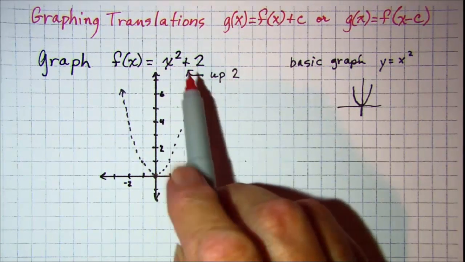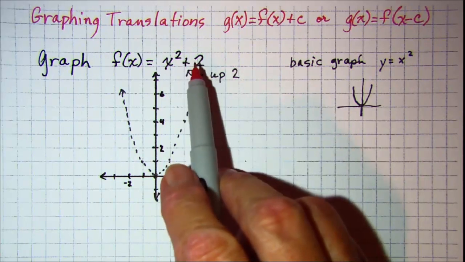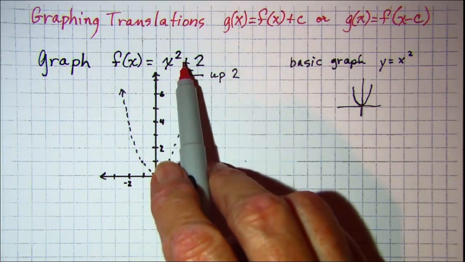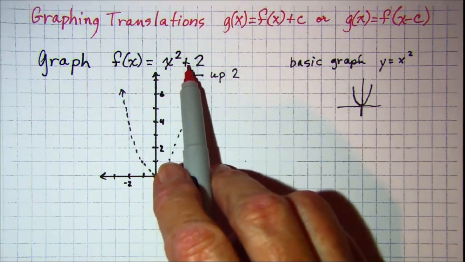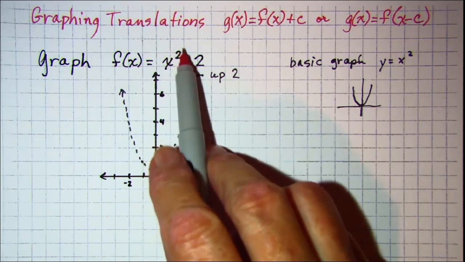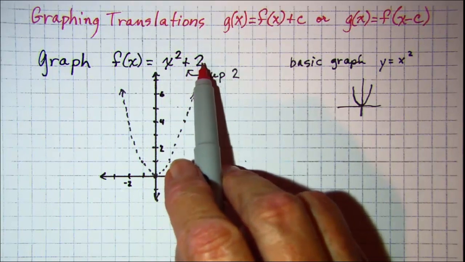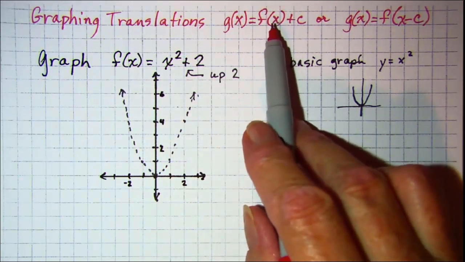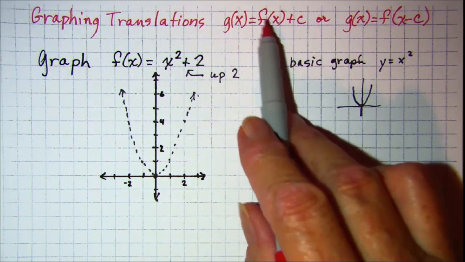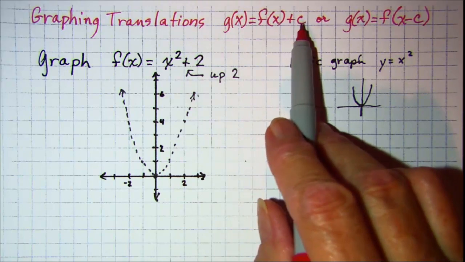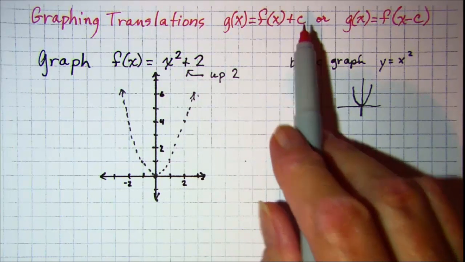So when we have a number added or subtracted on the end of our function, then what that means is that we're going to do that math on the y value. So we're going to take our y value and add 2. Remember that f of x is the same as y, so we're going to take our y value and either add or subtract c, whatever c is.